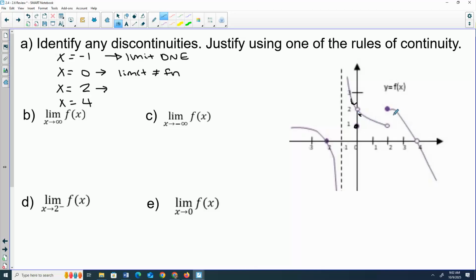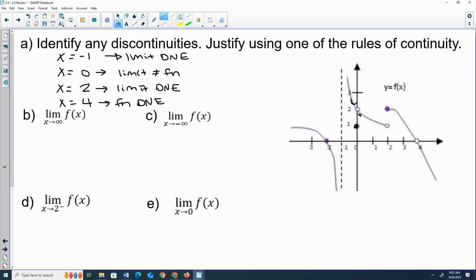Okay, at 2, does the function exist? Yes. Does the limit exist? No, because the left and right don't match up. Okay, at 4, does the limit exist? Does the function exist? No, because it's an open circle. Did we do okay on those?